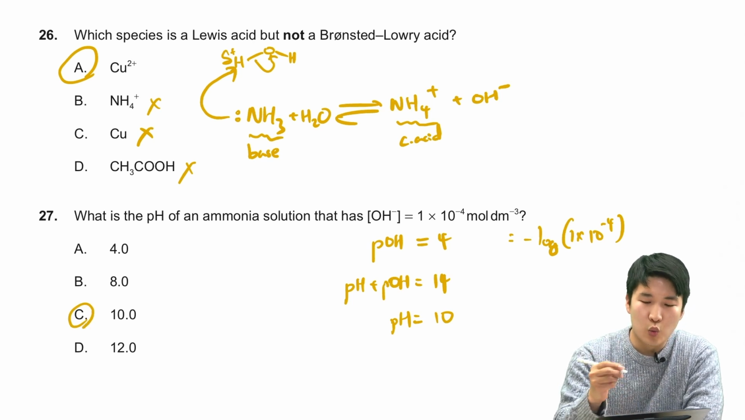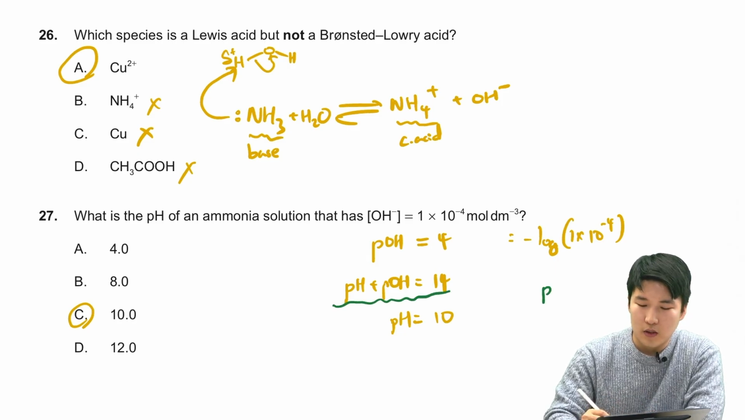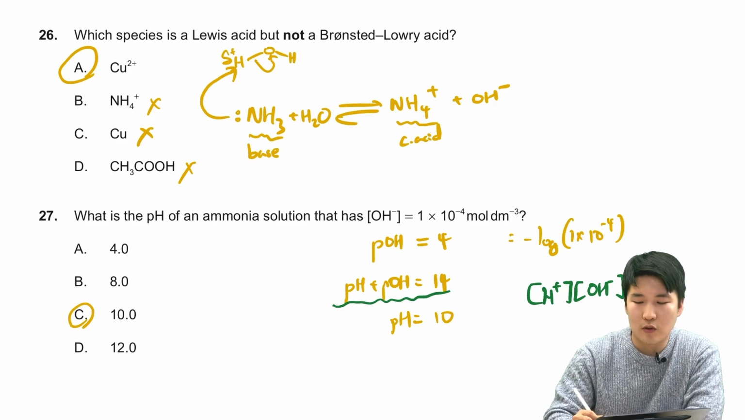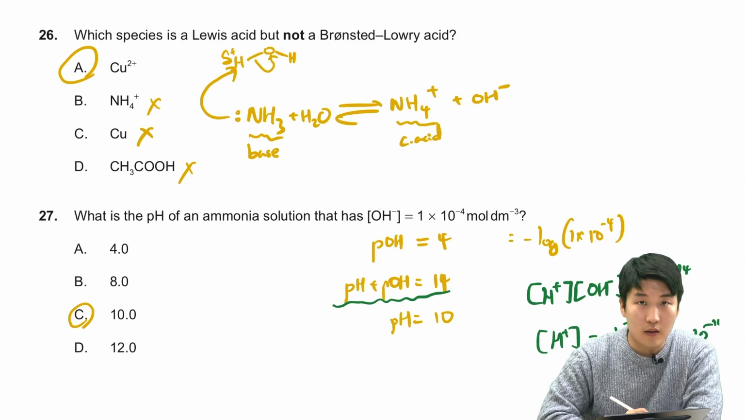Second method would utilize not the pH plus pOH equals 14, but the raw ionic product of water, H plus times OH minus, equals 10 to minus 14, where H plus concentration would equal to 10 to minus 14 divided by 10 to minus 4, which is 10 to minus 10, and therefore pH 10.